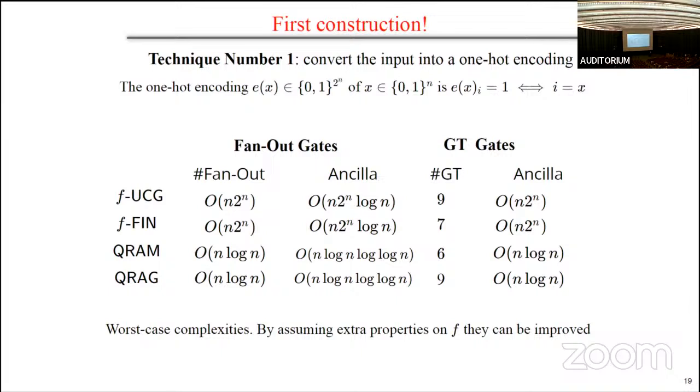Using this construction, we have these kinds of resources. For example, you can construct any FUCG by using this many fanouts and ancillas, or only 9 GT gates and this many ancillas. Same with FNIN, with a similar number of resources and slightly fewer GT gates. QRAM can be constructed in an almost linear number of fanouts and ancillas, or only 6 GT gates. The results for FUCG and FNIN are worst case complexities. If you assume extra properties on your F, these results can be improved.